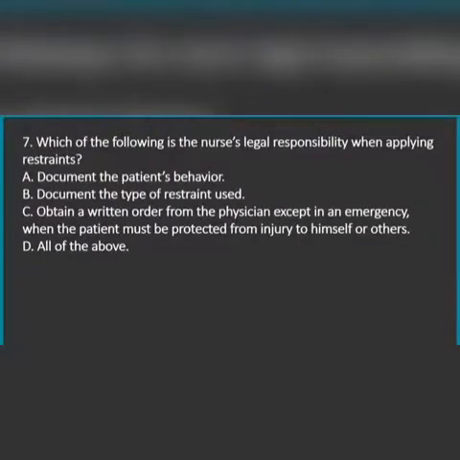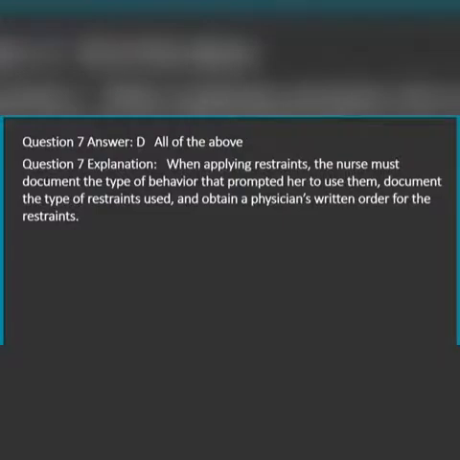Question 7 Which of the following is the nurse's legal responsibility when applying restraints? A. Document the patient's behavior. B. Document the type of restraint used. C. Obtain a written order from the physician except in an emergency, when the patient must be protected from injury to himself or others. D. All of the above. Question 7 Answer: D. All of the above.